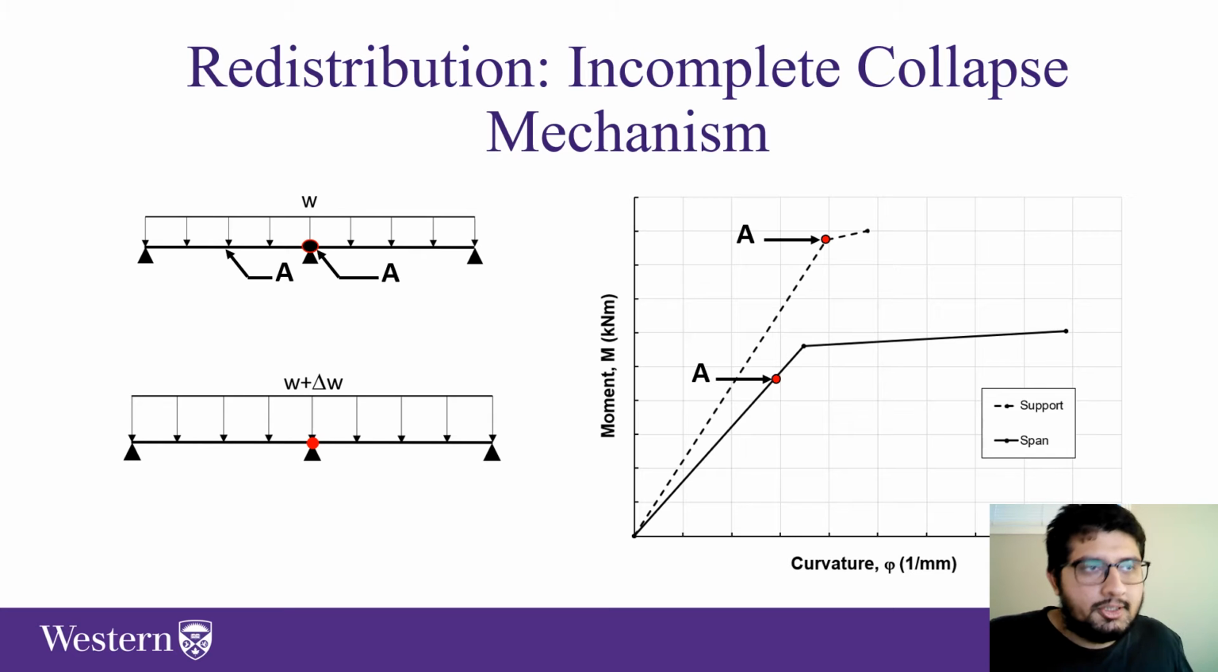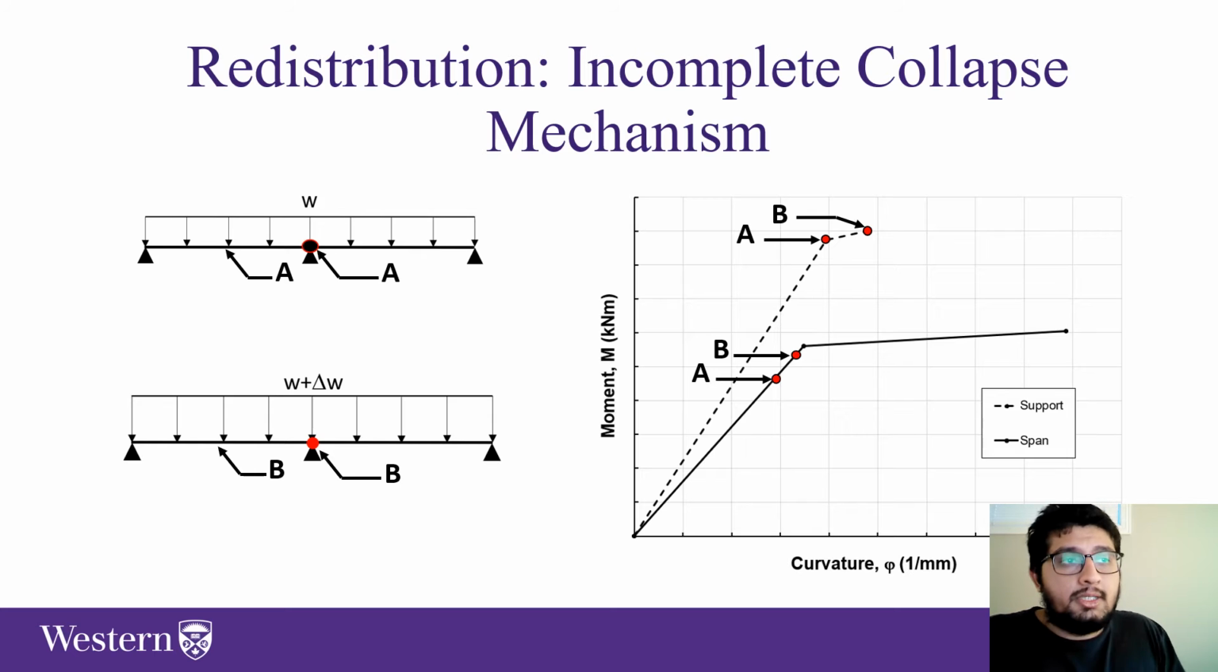If we increase the applied load on this beam, then the interior support section plastic hinge is going to reach its ultimate capacity because it didn't have enough inelastic rotational capacity for a second hinge to form, and that's why point B in the mid-span section still hasn't yielded.